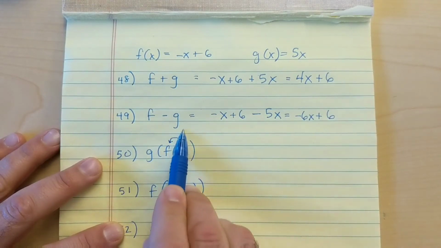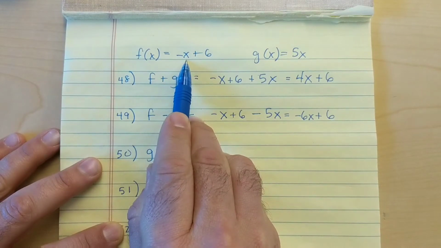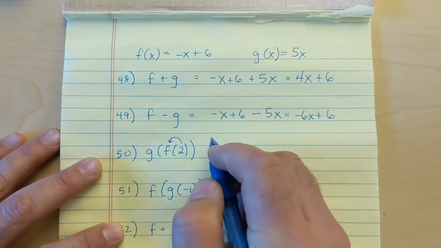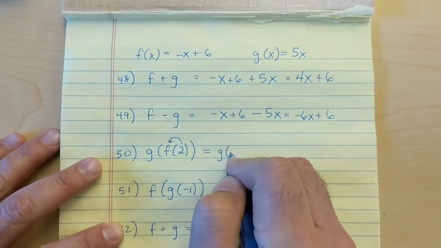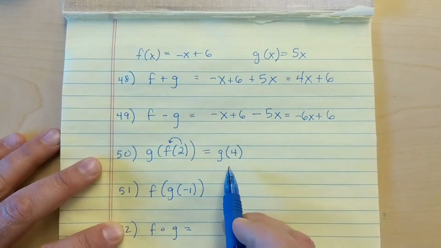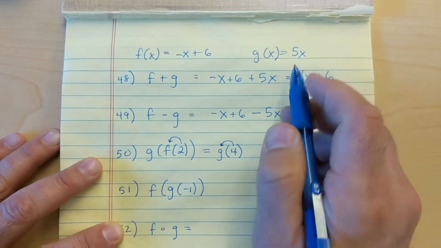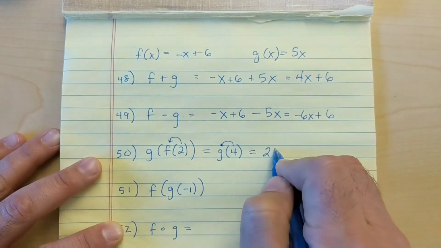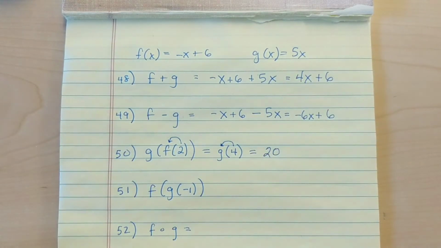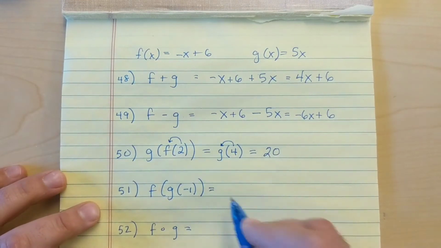So if we plugged 2 into f, you'd get negative 2 plus 6, which is 4. So that's sort of our temporary answer, 4. Then you take 4 and plug it into the g equation in place of x, and 5 times 4 is 20. It's backwards for number 51.